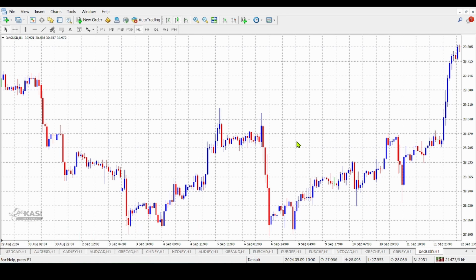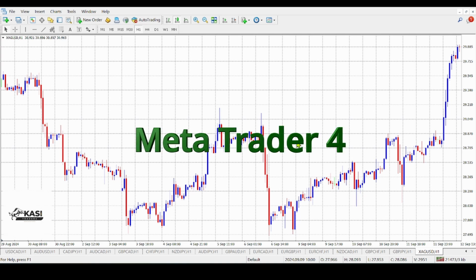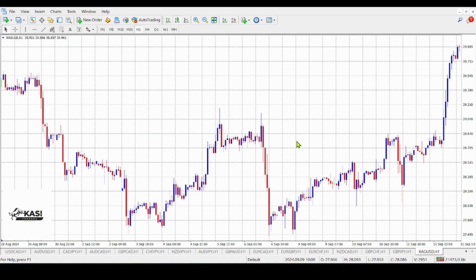Today we shall be going the old-fashioned way. We shall be using the MetaTrader 4 or the MT4 to capture entries using moving averages and parabolic SAR. We are using the MT4 because I have received requests to create videos using this platform. Now, we are looking at silver US dollar on 1 hour time frame, and the two indicators that we shall be using are moving averages, the EMAs, and parabolic SAR.